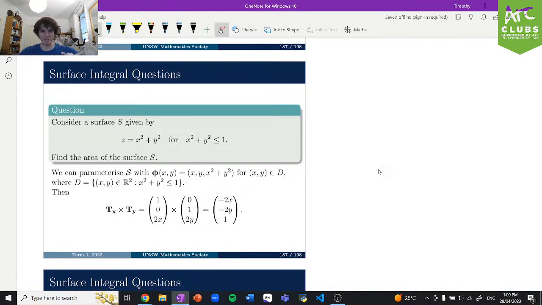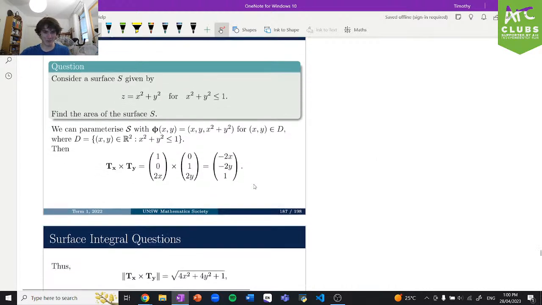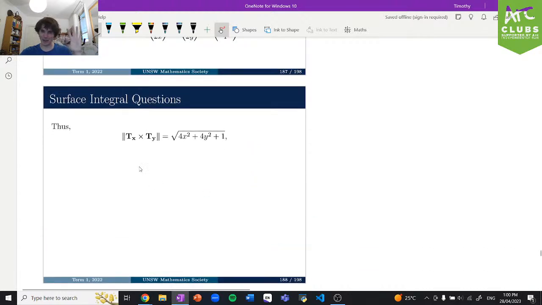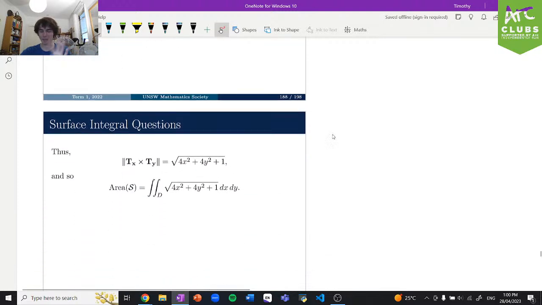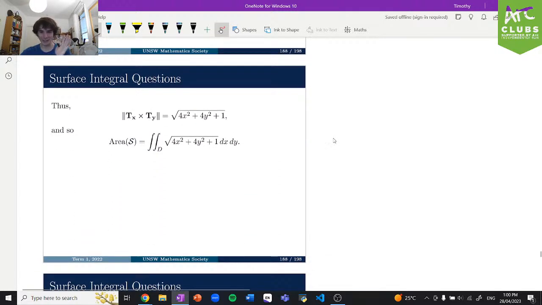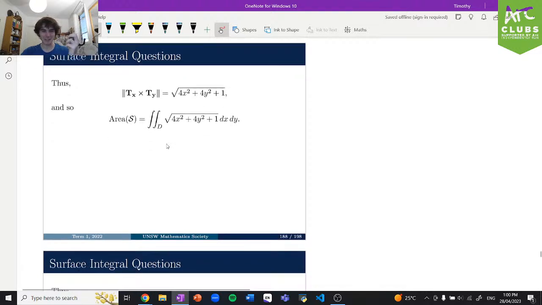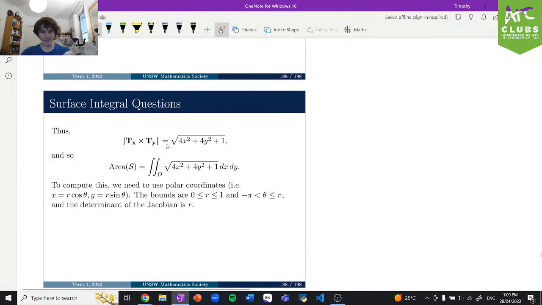Okay, we can parameterize it with x, y, and x squared plus y squared. Then we get those two substitutions there, where our magnitude is equal to the square root of x squared plus y squared plus 1. I apologize if I'm rushing a little bit. I just realize that we've gone over 2 hours now, so I do want to wrap it up. We can take the magnitude of T_x cross T_y, which gives us that square root there. And then our area is going to be equal to the integral of that magnitude.